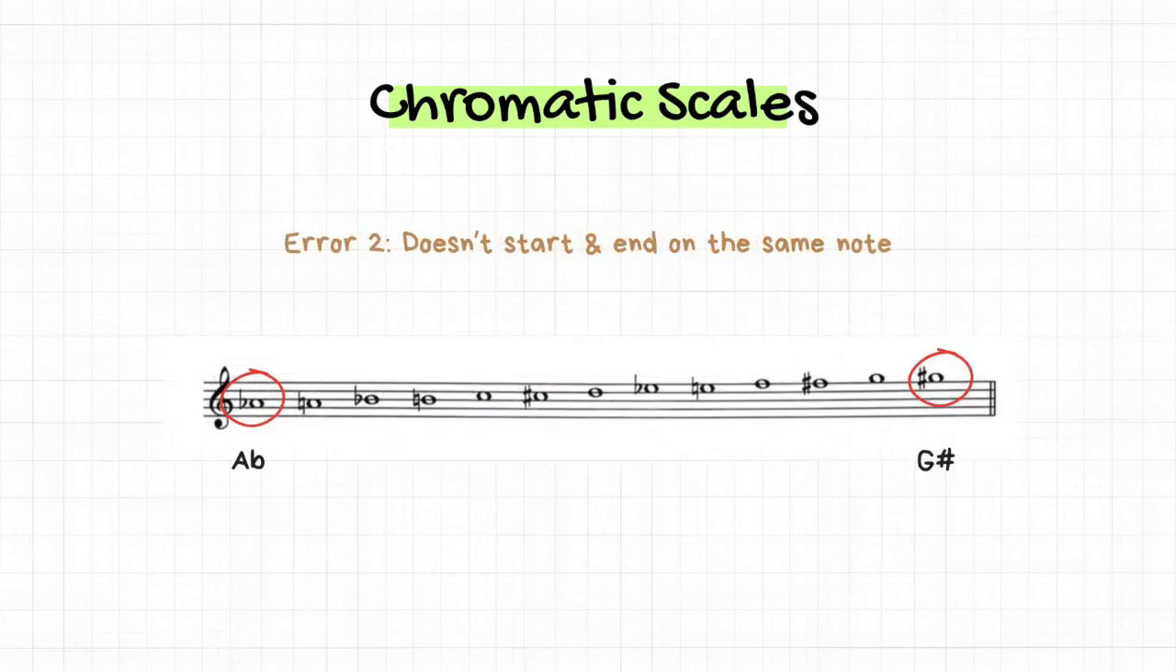And error 2, the chromatic scale doesn't start and end on the same note. In this case, it starts on A flat and ends on G sharp. Although they are all semitones, this is still considered wrong.